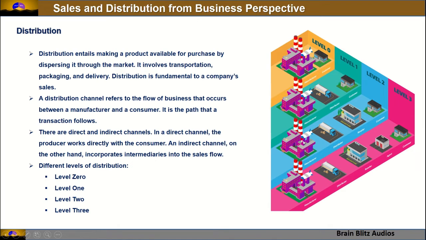Then level 2, we will have the reseller in between. After the distributor there will be a reseller, then it goes to the consumer. But when you are talking about level 3, the manufacturer will go to the distributor. From the distributor it will go to the retailer. Then from the retailer it will go to the agent. Then from the agent it will go to the consumer.